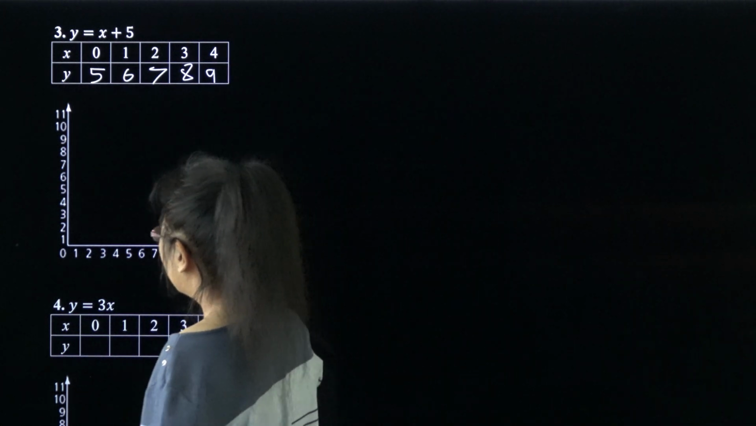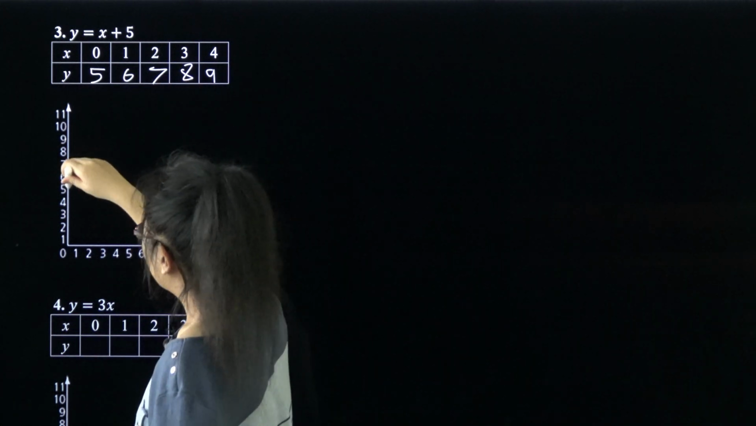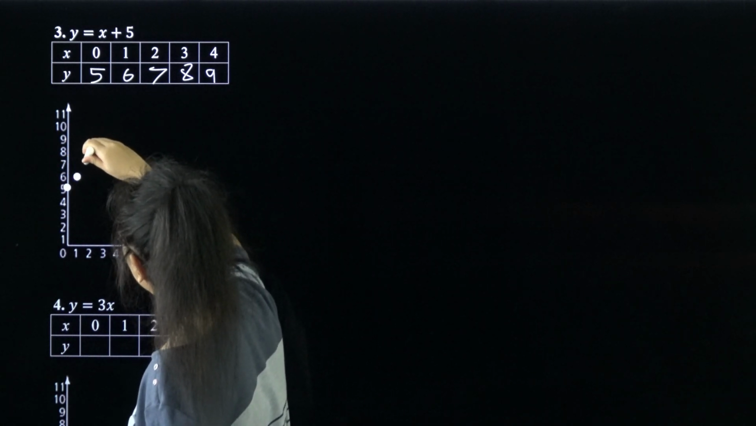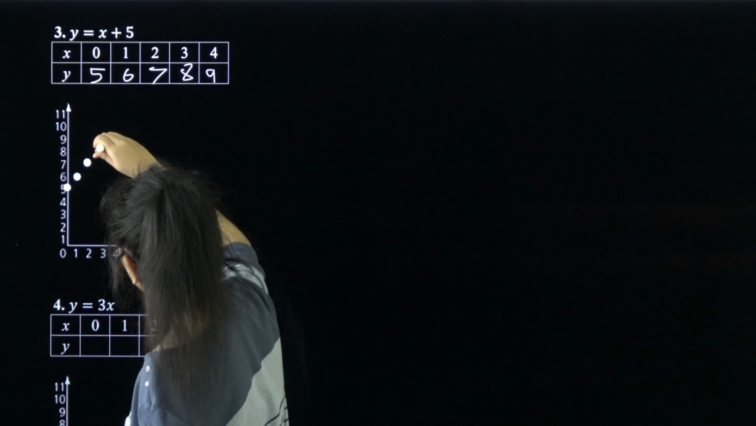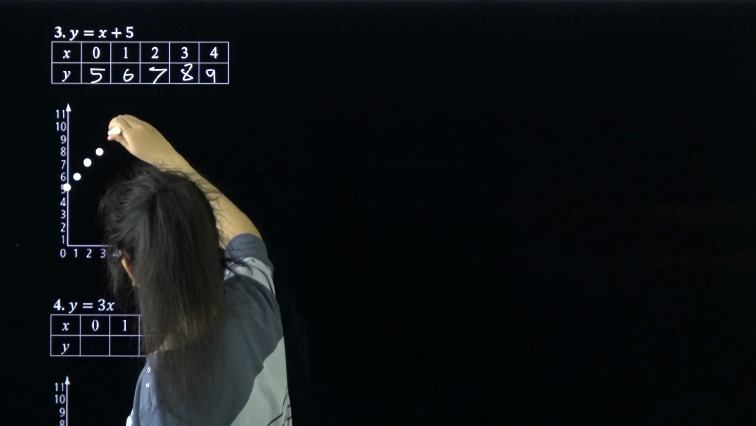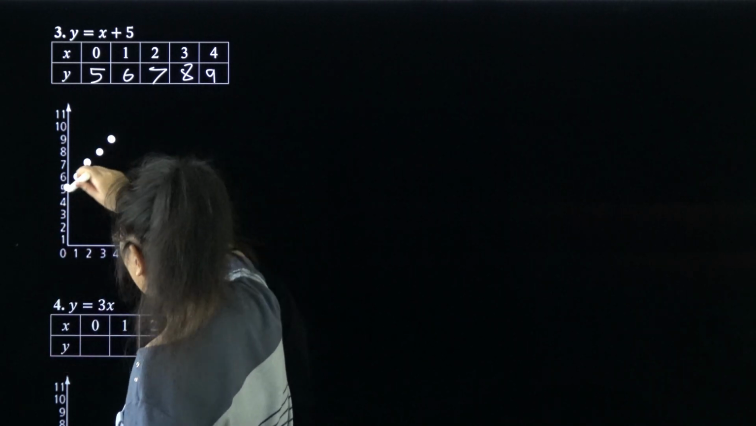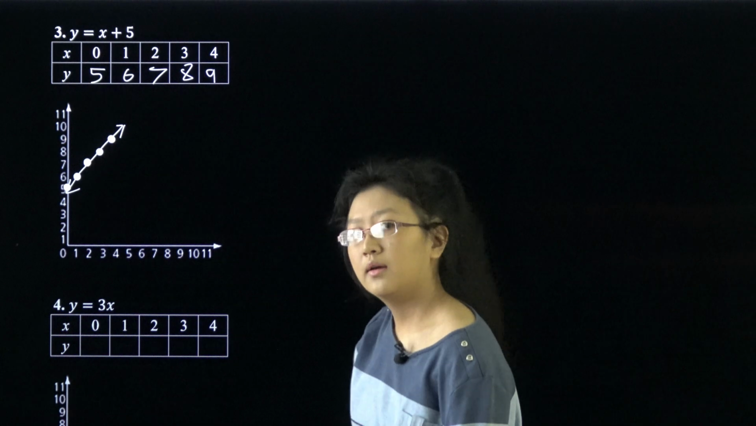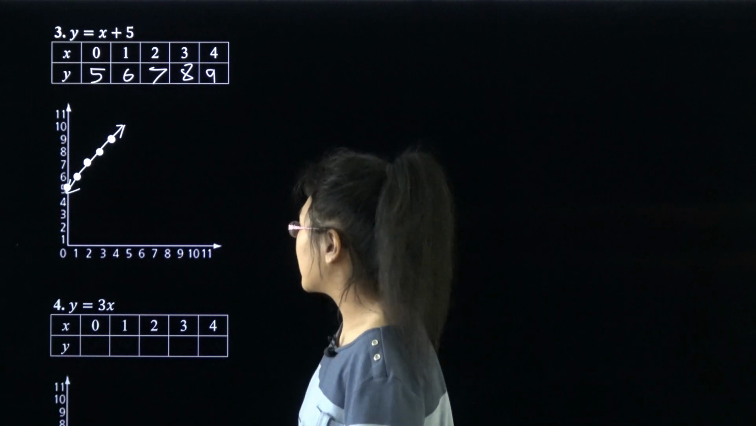Easy. Now, we graph the points. (0, 5) is around here, (1, 6) is around here, (2, 7) is maybe there, (3, 8), (4, 9). And we'll draw the line connecting all of those and do the continuation signal. Now we move on to question number 4.